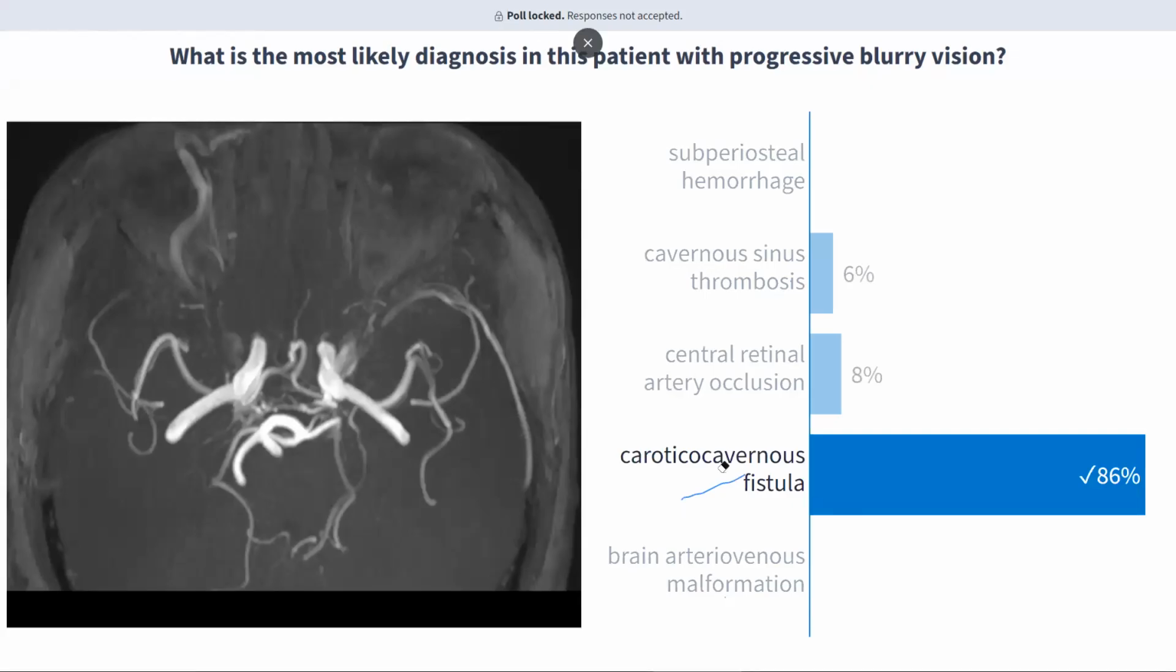Now, some distractors here were central retinal artery occlusion. We would not be able to tell whether the central retinal artery is occluded. That's really more of an ophthalmologic endoscopic diagnosis. The central retinal artery is too small for the resolution of MRA or CTA for that matter. Central retinal artery is a branch off the ophthalmic artery, which sometimes we can see on MRA and CTA, but the central retinal artery is too small.